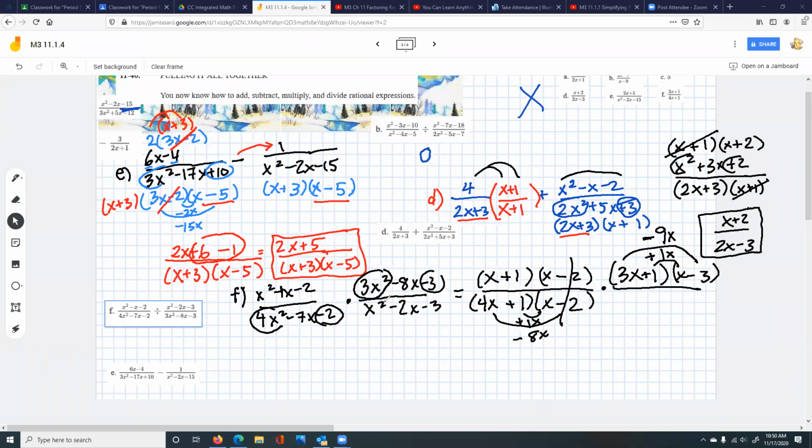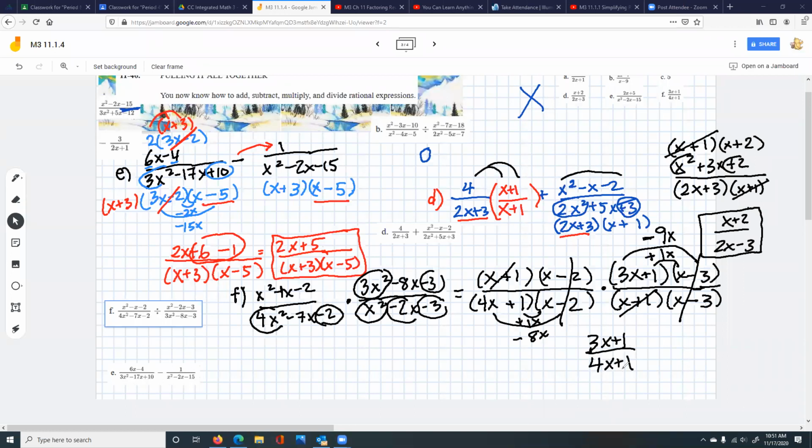Let's go ahead and factor this one. So x squared is x times x. And then 3 is 1 times 3. And I want a -2, so it's going to be -3 and +1. Oh, look, there's 2 x minus 3's. Those can cancel. And oh, there's an x plus 1 here and an x plus 1, so those can cancel. So all we are left with is 3x plus 1 over 4x plus 1.